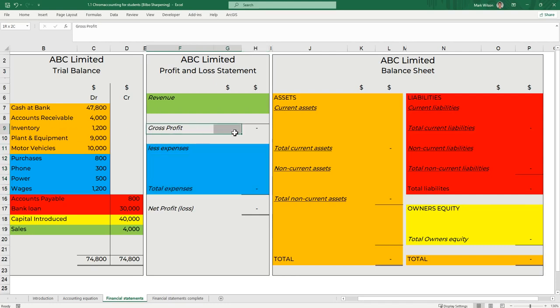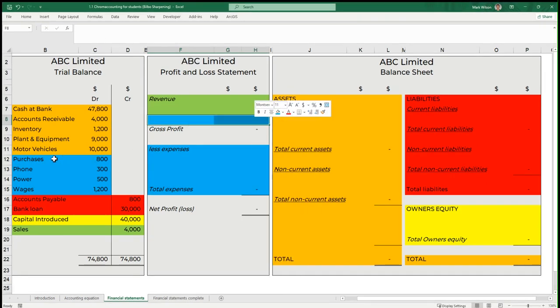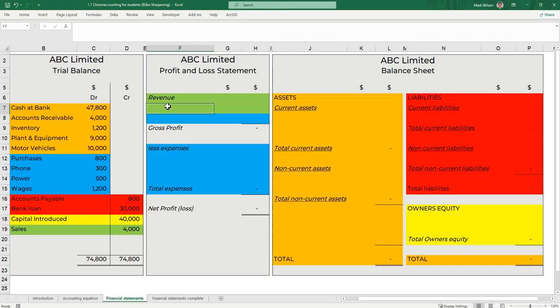In row 9 here, we've got gross profit. And gross profit is our revenue minus our purchases. So I'll just put this into the system. That's my sales. My sales equals 4,000. And my purchases here, 800. So this is the only expense that goes above our gross profit.